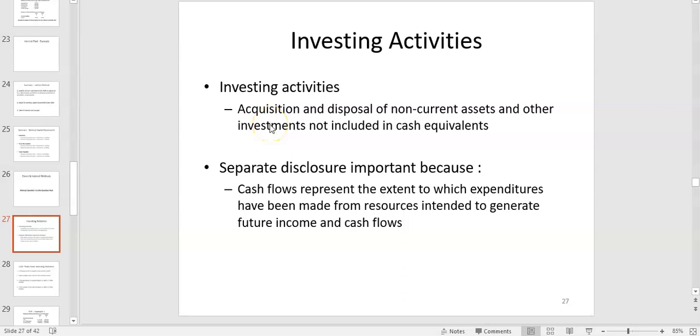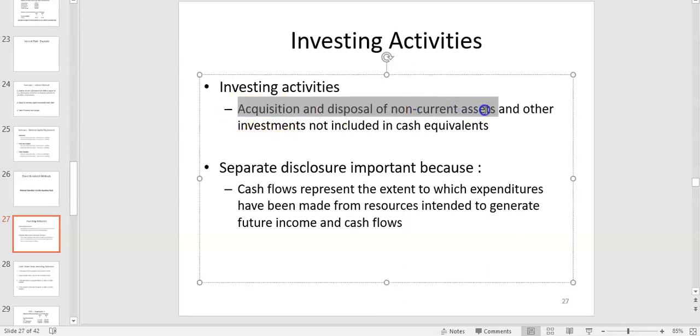We're now going to move on to the second key heading in IAS 7 called investing activities. Now, the main focus we're going to see in AC 220 for investing activities is the acquisition and disposal of non-current assets. Realistically, what we're going to look at here is companies acquiring property, plant and equipment, and companies disposing of property, plant and equipment.